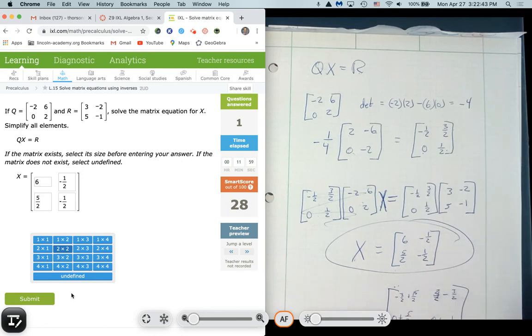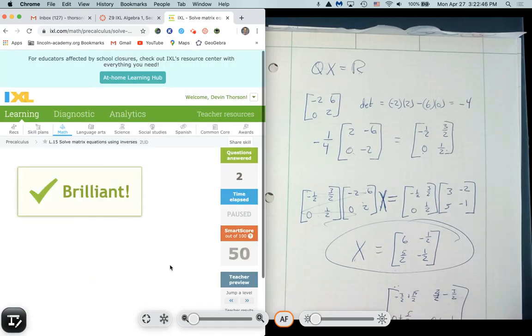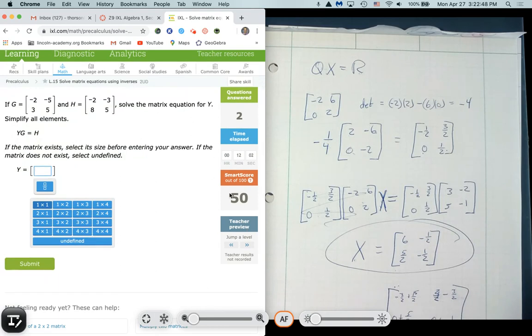So I hit submit, and after 2 problems, I'm already up to 50. So if you have any questions, please email me. And again, you only have the one assignment, and you can stop when you get to your first 3 by 3.